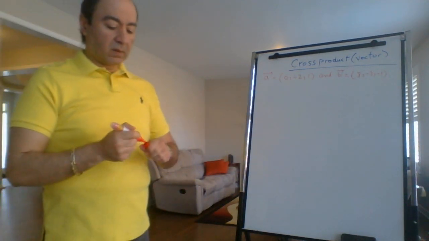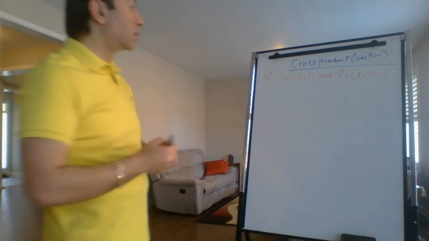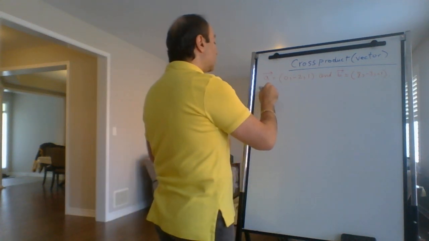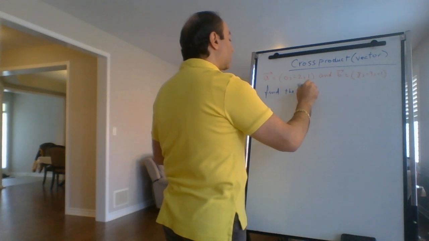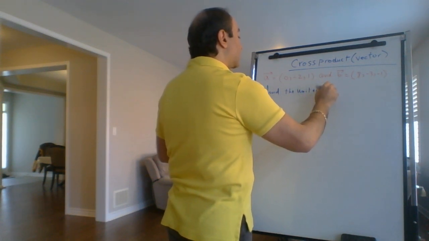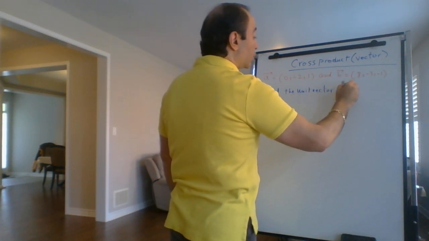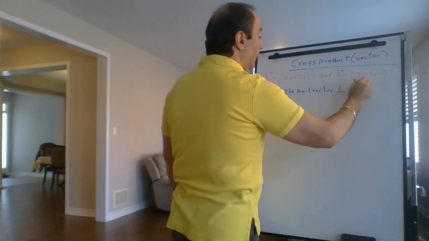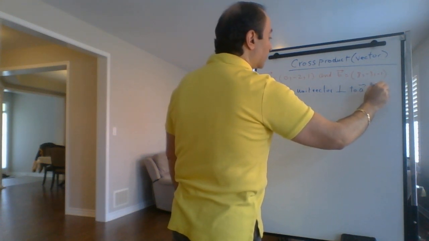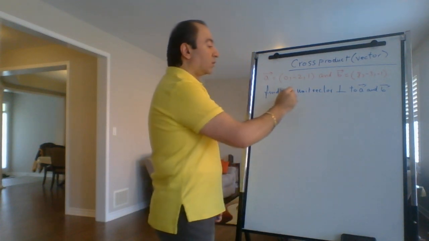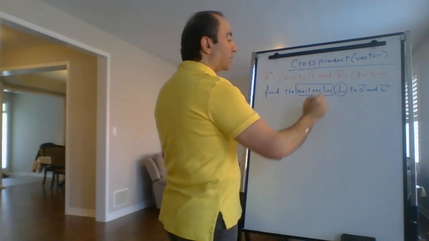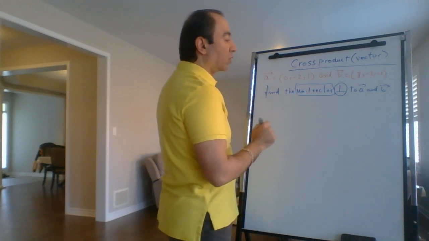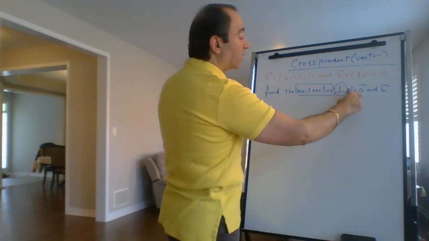And I need to find the unit vector that is perpendicular to A and B. Unit vector means a vector with a magnitude of 1. Perpendicular, this is the direction of the unit vector we are going to find. It will be perpendicular to A and B.